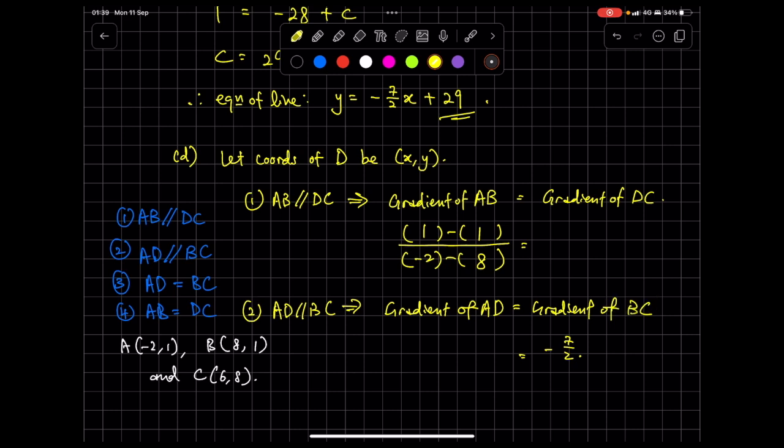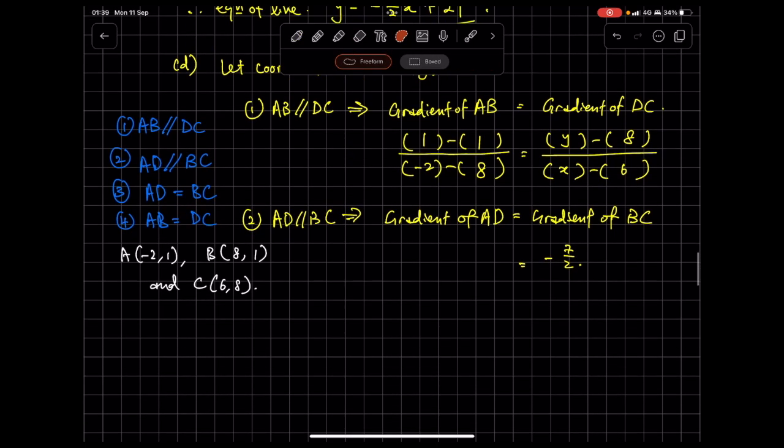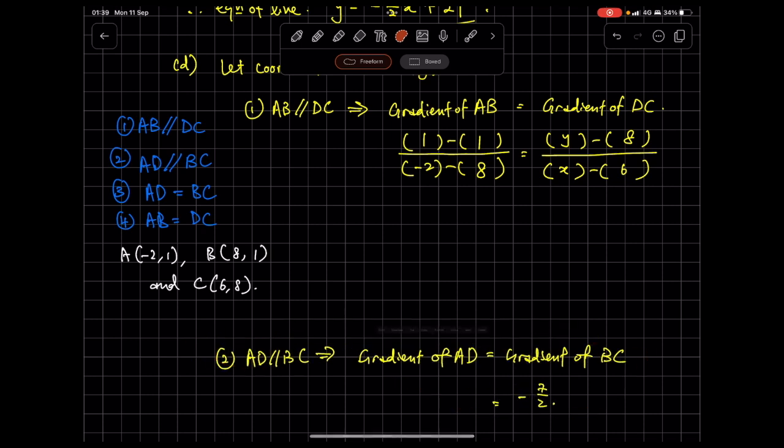So same thing, gradient of DC. I'm going to put a big fraction, bracket minus bracket, bracket minus bracket. For D, we're just going to sub in x and y. We're going to pretend like those are numbers, right? So y over x. C is 8, 6. Let me actually move this one down a little bit, and we can have more space to calculate our answer.